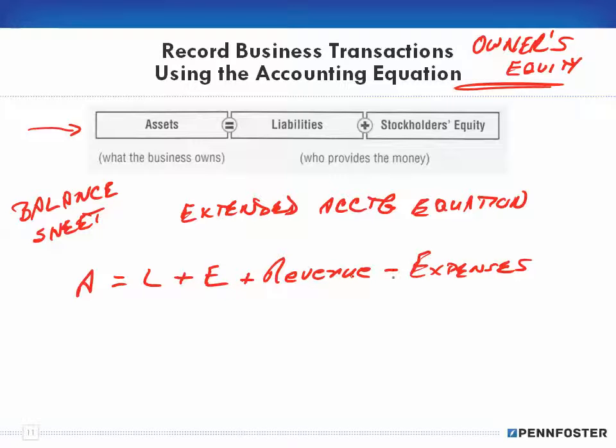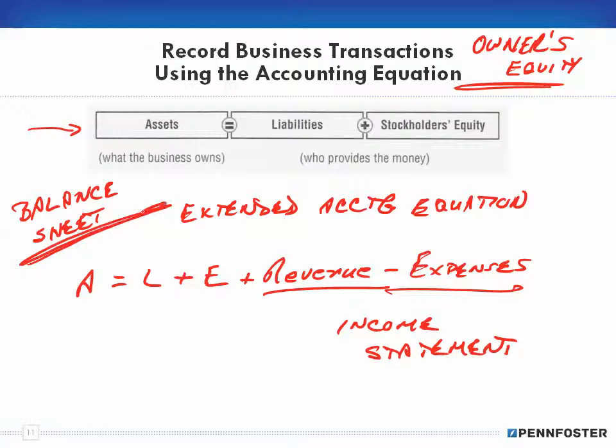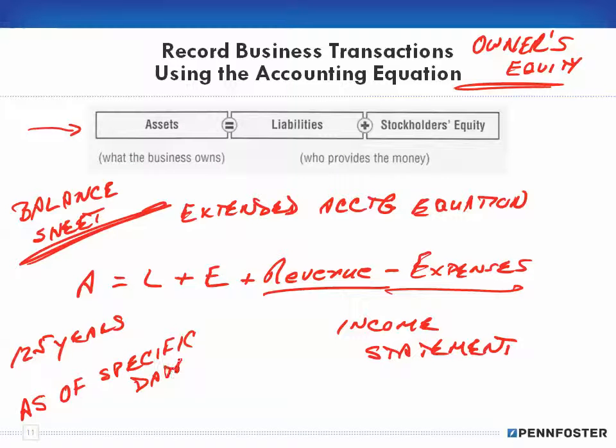Now, the reason this is called an extended accounting equation, and you don't see it here, is because revenues and expenses show up on the income statement. The balance sheet, when you create it, shows the financial position of the company from its inception, regardless of how long ago that was. If the business started a week ago, a month ago, a year ago, 10 years ago, 20 years ago, or in the case of Penn Foster, 125 years ago, what we're looking at on the balance sheet is, as of a specific date, the financial position of the company.